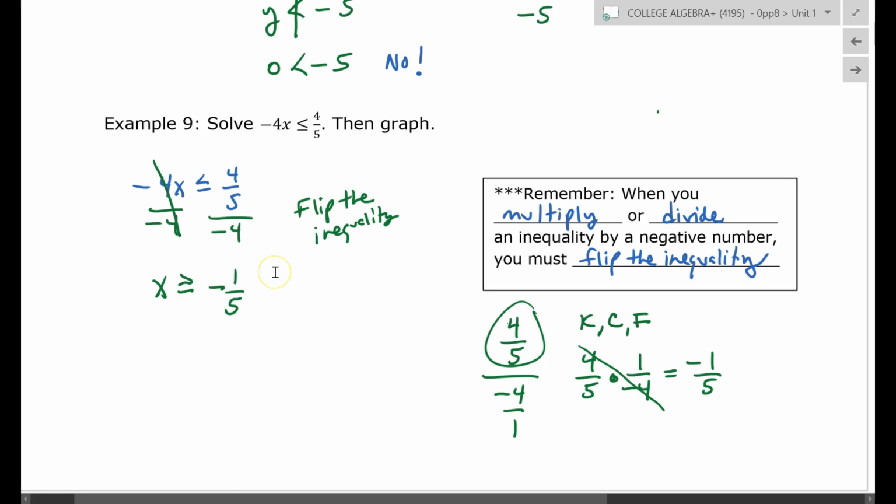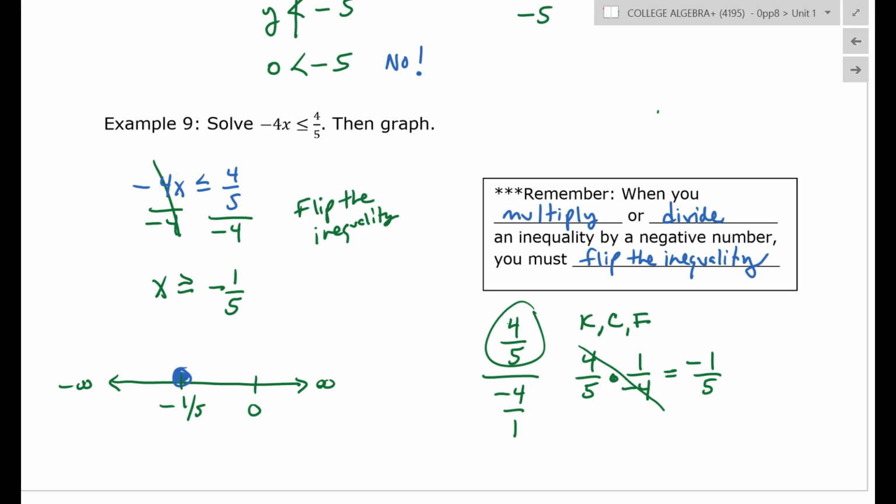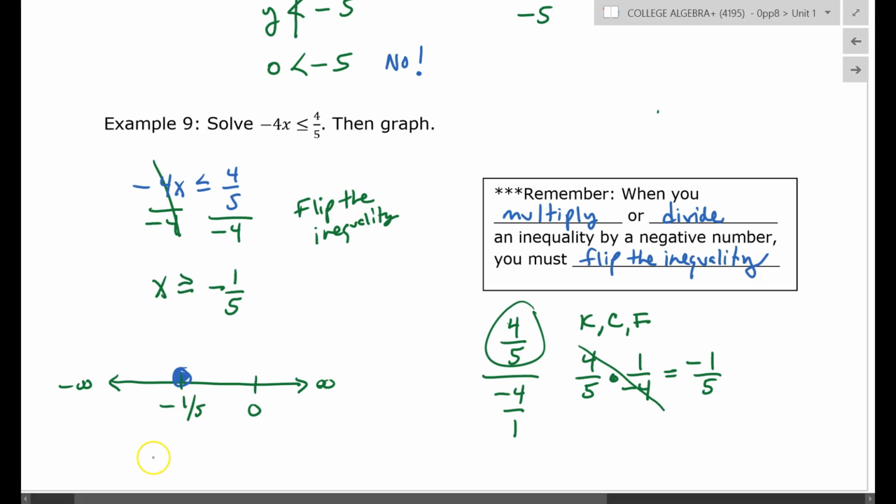Okay. Graphing on a number line. There's 0. There's my key point, shaded in because it's equal to. So is 0 greater than or equal to negative 1/5? Yes, because it's to the right of it.